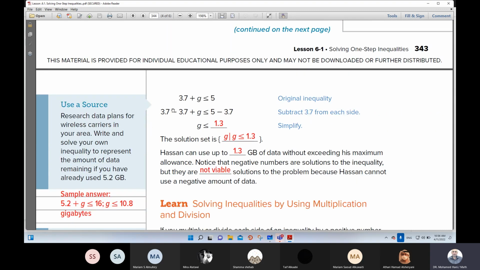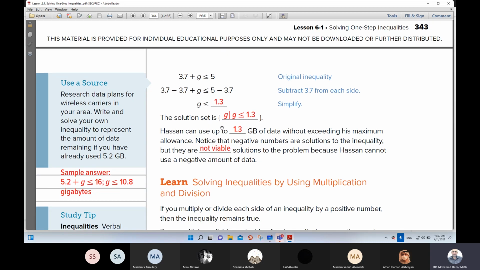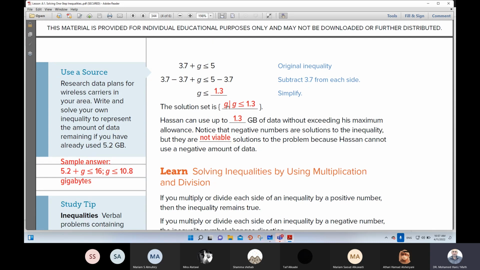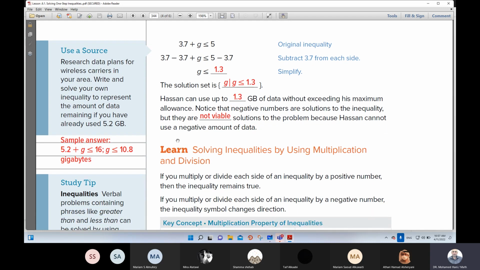We want to remove 3.7 to keep the unknown variable on this side. So we can add the inverse to the two sides: negative 3.7 on this side, and here negative 3.7 on this side. 3.7 minus 3.7 will be 0, which means here G less than or equal to 5 minus 3.7, which is 1.3. Then we can write the solution set: G such that G less than or equal to 1.3.